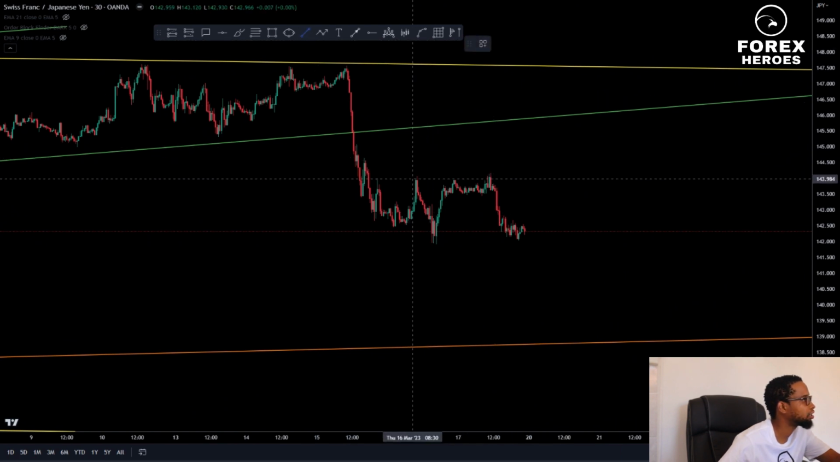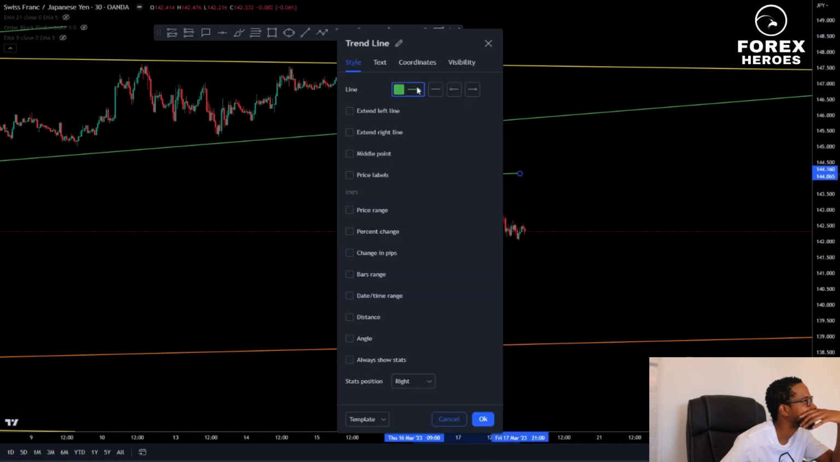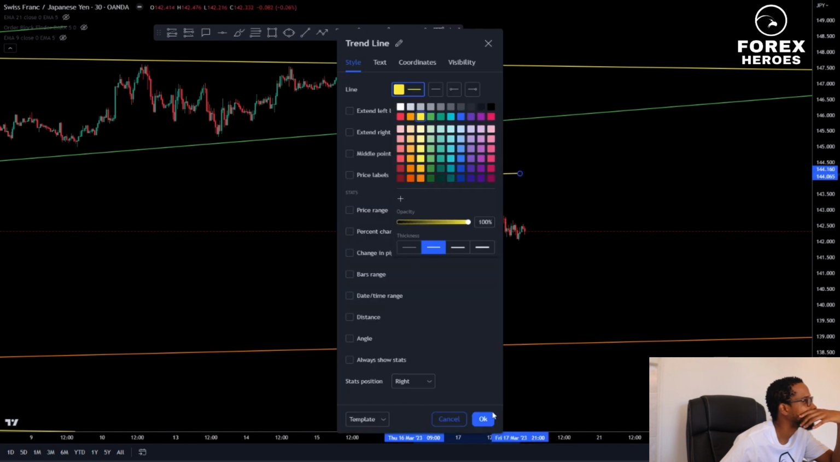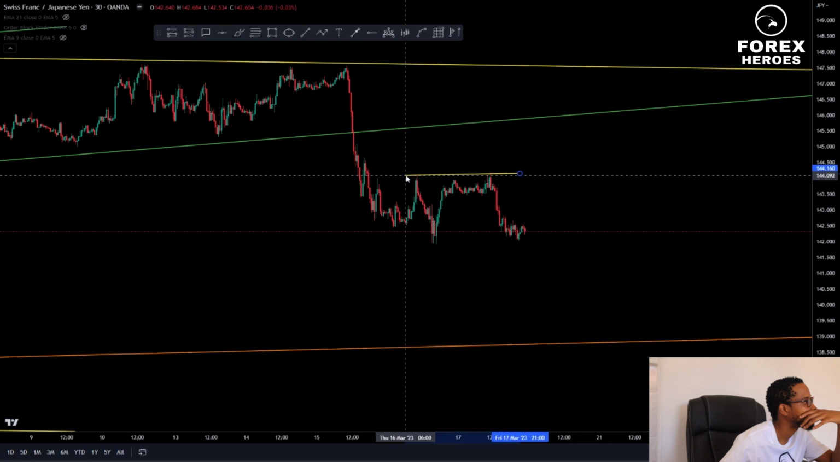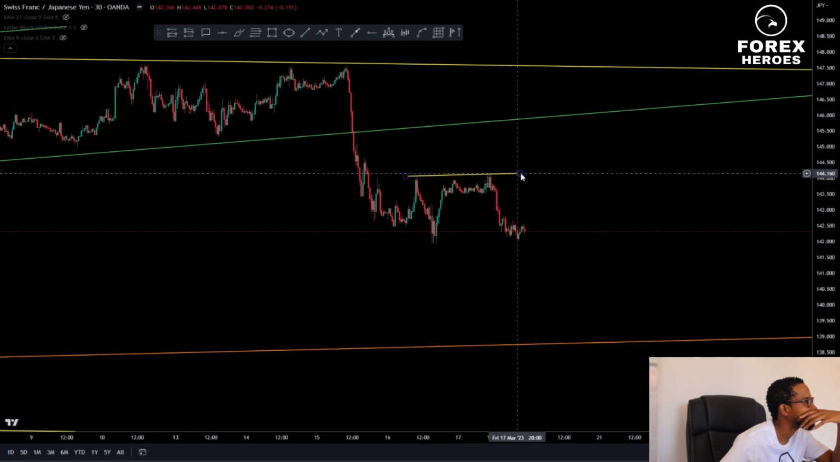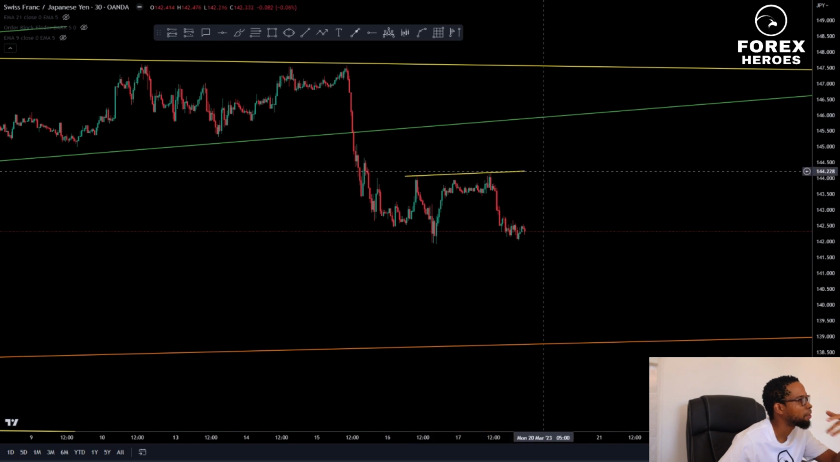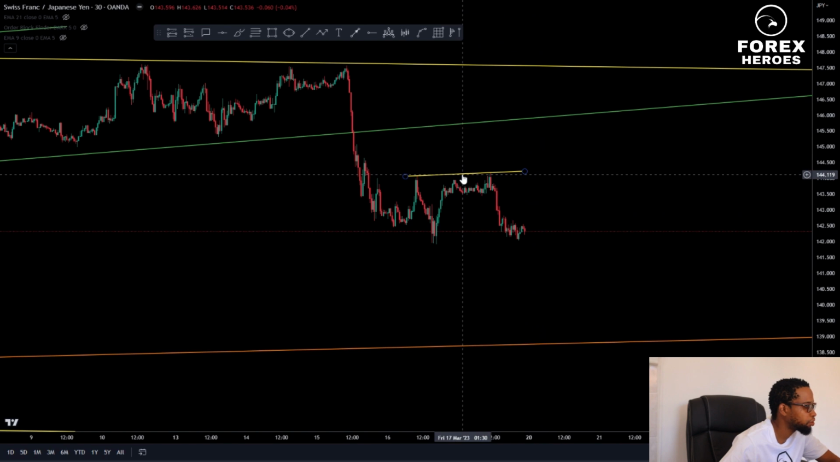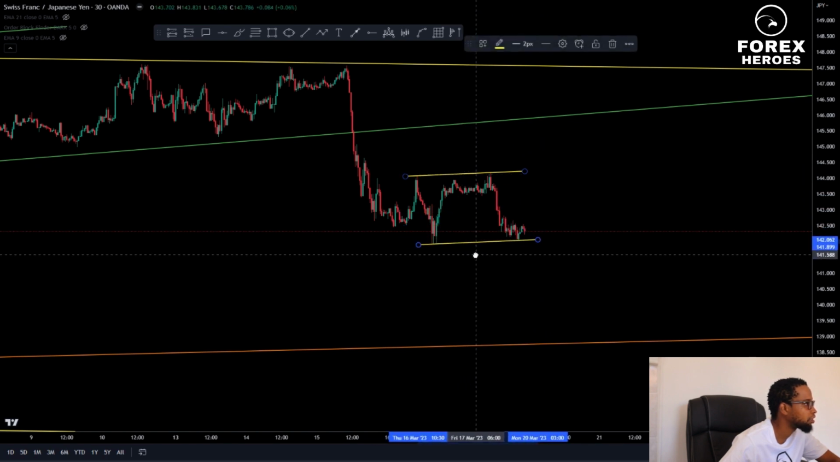Okay, now I can see we're having a double top, a sign again that we are pushing to the downside.